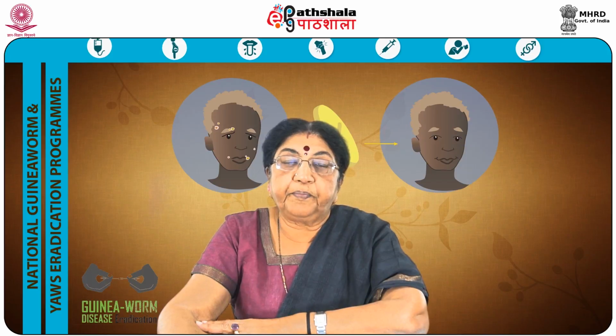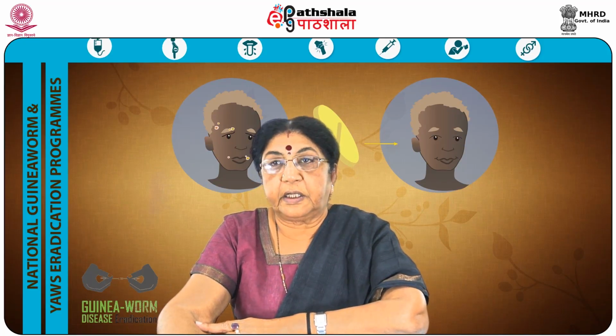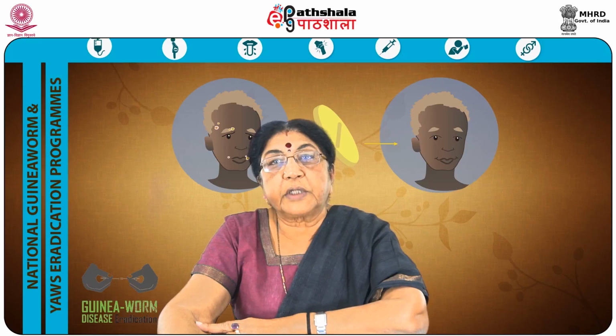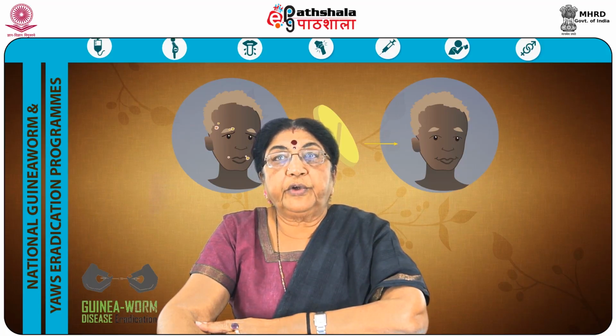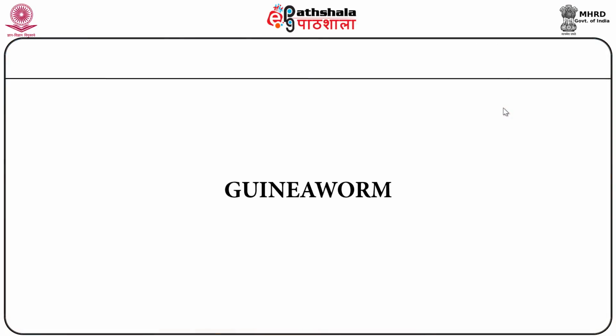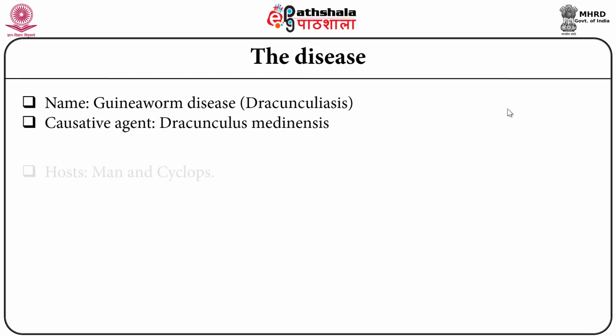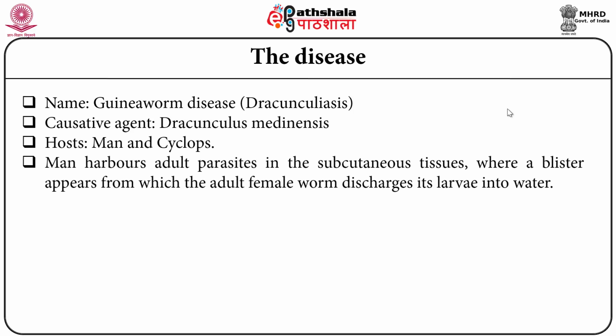Now, following the eradication of smallpox, several diseases have been considered as candidates for eradication. For example, Guinea worm and Yaws are amongst the most predominant. We are today going to discuss Guinea worm disease, which is also known as dracunculiasis. The causative agent is Dracunculus medinensis, and this disease, in fact, dances between man and the cyclops.